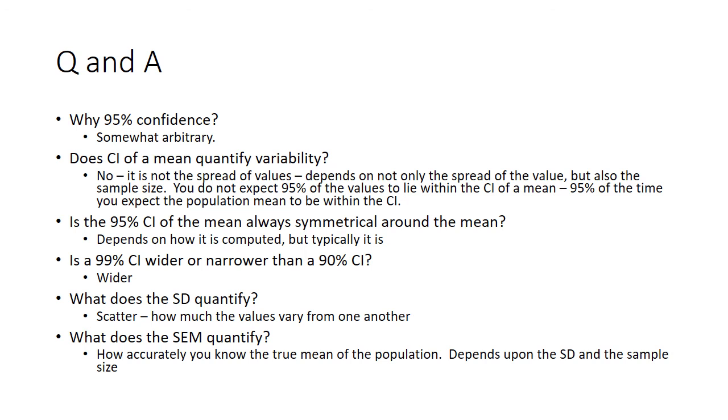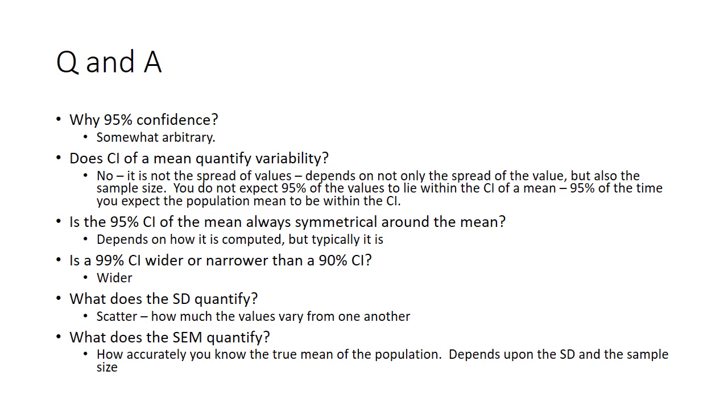Now, does the confidence interval of a mean quantify variability? No, it's not really looking at the spread of the values. It really depends on the variability of the data, and it also looks at the sample size. You don't expect 95% of the values to lie within that confidence interval of the mean. We're just confident that 95% of the time you expect the population mean to be within that confidence interval, right? So I'm saying that within this range of values, I'm 95% sure that the actual population average falls within these values here.